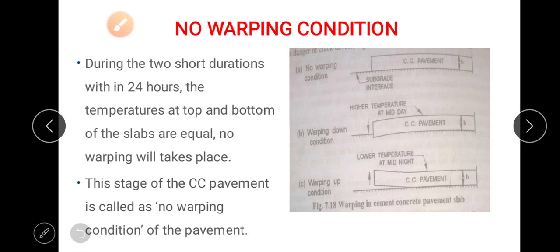During two short durations within 24 hours, the temperatures at the top and bottom of the slabs are equal. No warping will take place. This stage of the cement concrete pavement is called the no warping condition of the pavement.